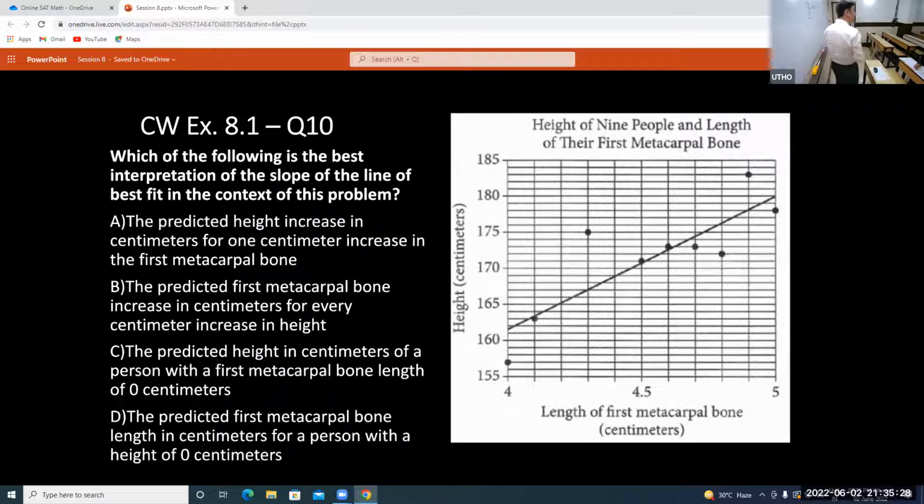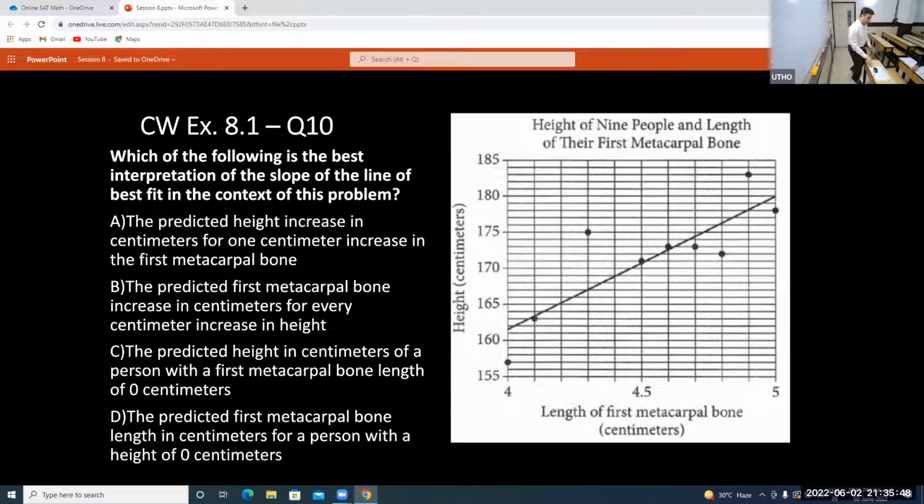आपने क्या बोला? The predicted x for change in y. नहीं, that is wrong. Answer should be option A. Predicted y for change in x. बोलो समझ में आया? Answer is option A. Correct. So let's go ahead.